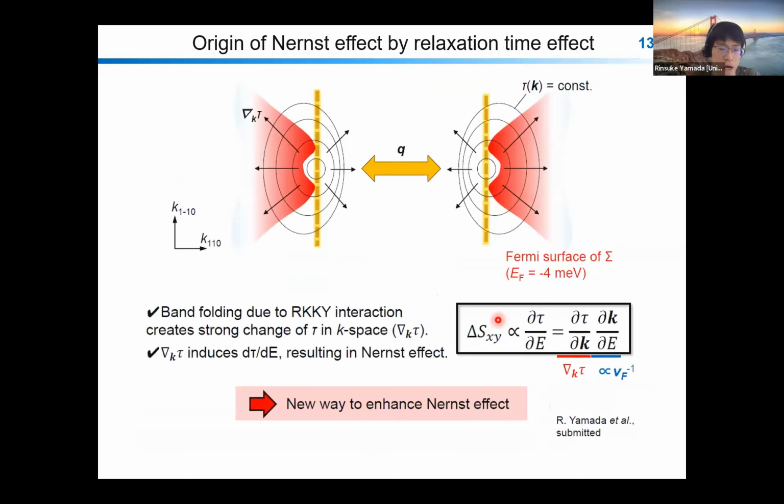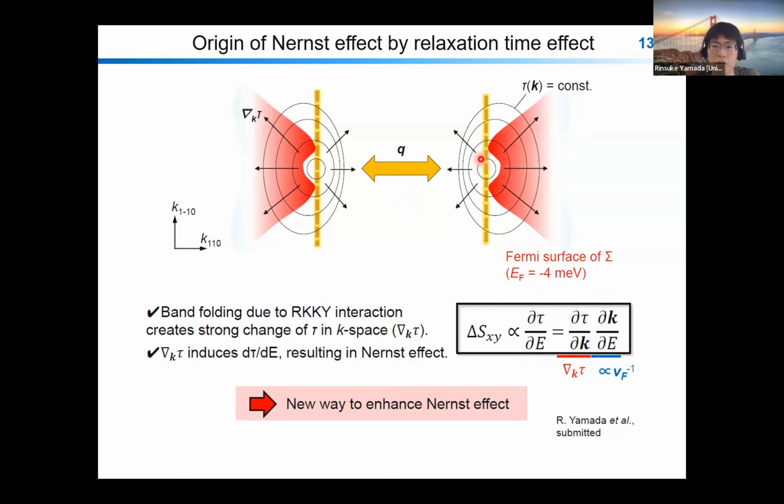Lastly, let me explain in more detail the origin of this Nernst effect. Here we propose that the enhanced or additional Nernst effect comes from the energy derivative of scattering time. We can decompose this term into the inverse of the Fermi velocity multiplied by the momentum dependence of the scattering time. So this term would be enhanced if there is a large momentum dependence in the scattering time. And we think that it happens in our compound.